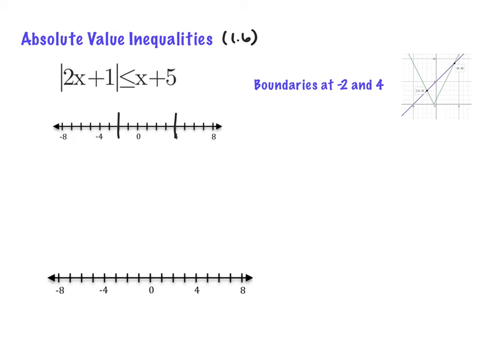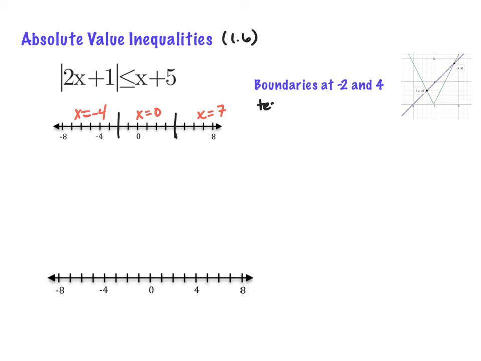So I'm going to go ahead and just test all 3 sections. I'm going to test a value down here, x equals -4. Middle, I'm going to test x equals 0. And up here, I'll go ahead and test x equals 7. Those are pretty arbitrarily picked except for 0. 0 is pretty specific. And then I'm going to put those into my absolute value equation.